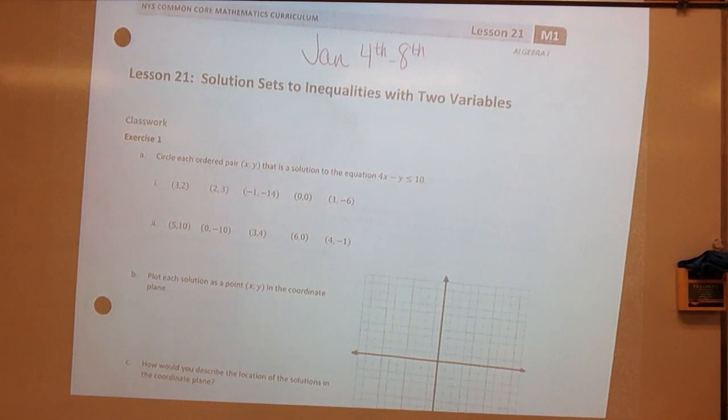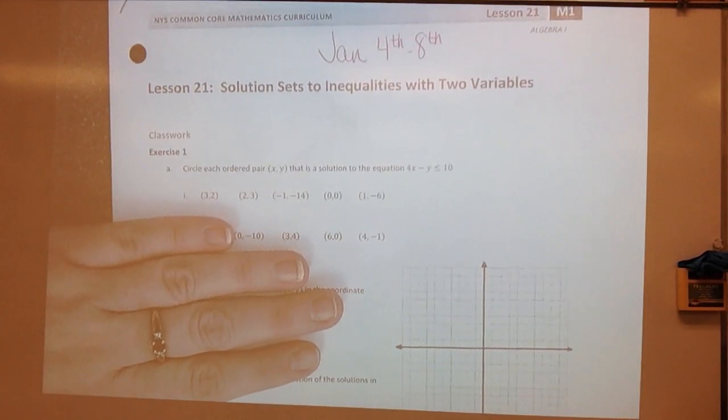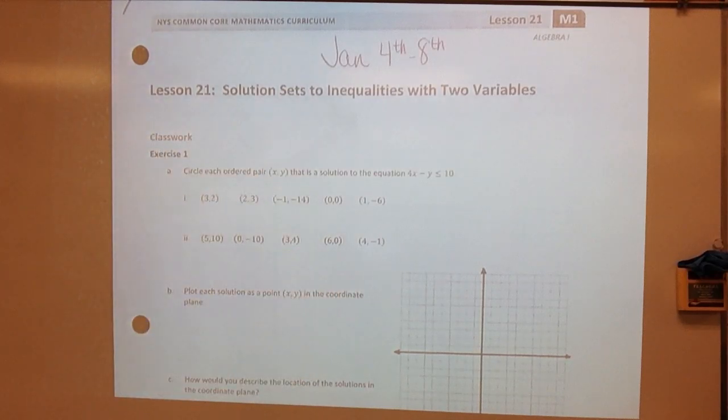But let's go ahead and look at Lesson 21. This is January the 4th through the 8th, so make sure you do have Lesson 21 in front of you. We are looking at solution sets to inequalities with two variables. What we're going to be able to do is recognize and identify solutions with two variable inequalities. We're going to use what we call a half plane, and we'll talk about all of this here in just a little bit. So let's go ahead and get started.